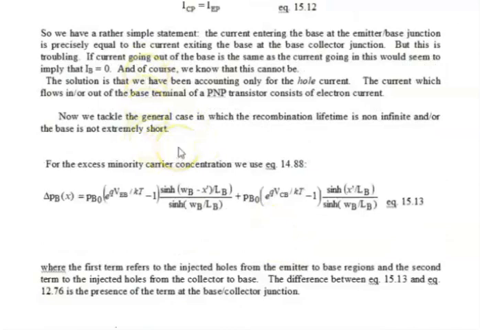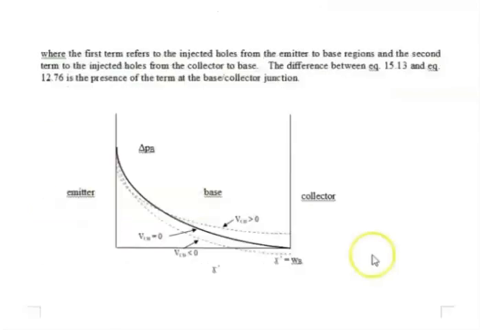Okay, so now we try to tackle the general case, and for the general case, the excess minority carrier concentration, we go back to chapter 14, and this is an expression that we have here. This should be an X prime here. And again, we've seen this expression before. This represents the excess carrier concentration in the base as a function of position, in this case particularly X prime.